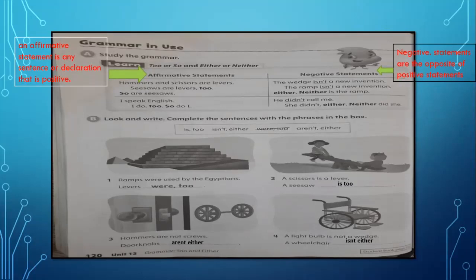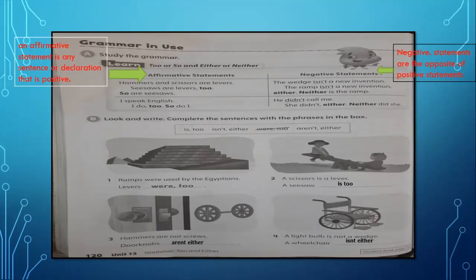So and neither will be used in the middle of the two sentences. And whenever you will be using so and neither, the subject will always come at the end. Subject is the one who you talk about. You just need to understand this, okay? So let me move on to the next slide. You will be more clear when we will do that.